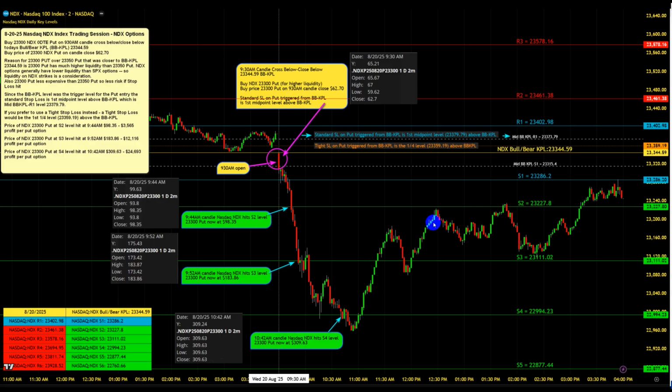However, as you can see here, the move continued all the way up to just short of the S2 level before pulling back, and then here we have a touch of the S2 level. So here you have a two-level move up from this level.